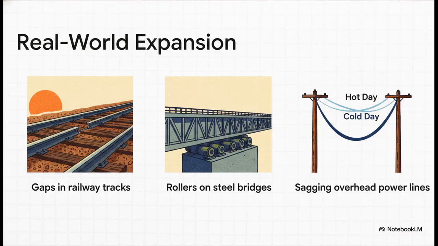And this is so important in the real world. Engineers have to think about this all the time. You know those small gaps you see in railway tracks? They're there on purpose, so when the tracks get super hot under the Malaysian sun and expand, they have space to grow without bending and buckling. Same reason bridges have rollers and power lines are hung with a bit of a sag. It's just physics in action.